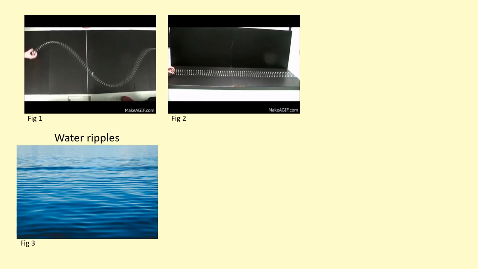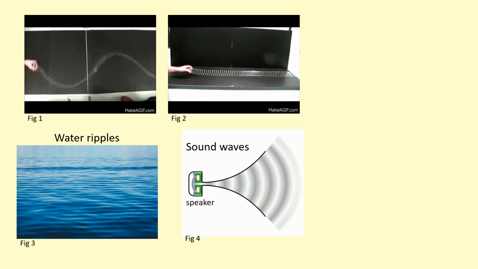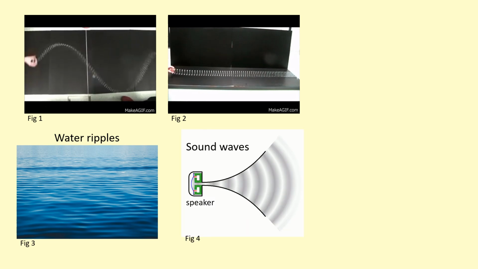In this topic, we're going to be looking at waves. There's lots of different types of waves. So this diagram here shows a wave on a slinky. We can also have a different type of wave on a slinky like this. You can have ripples on the surface of water. Then you can have sound. That's a really good example of waves.